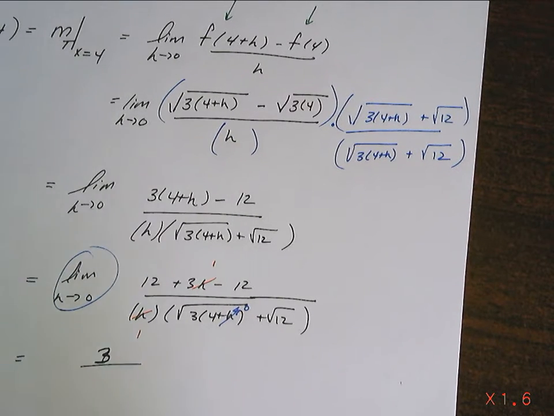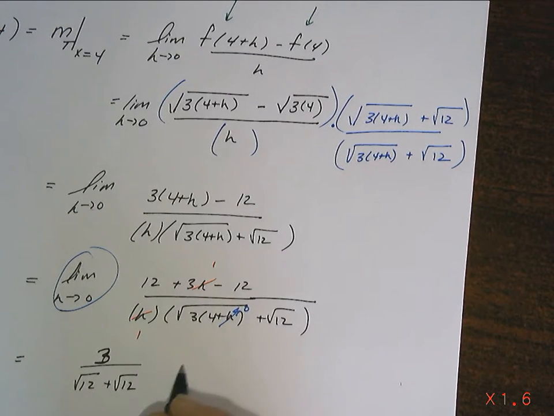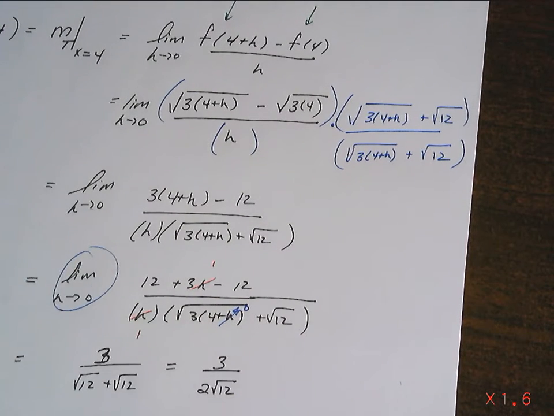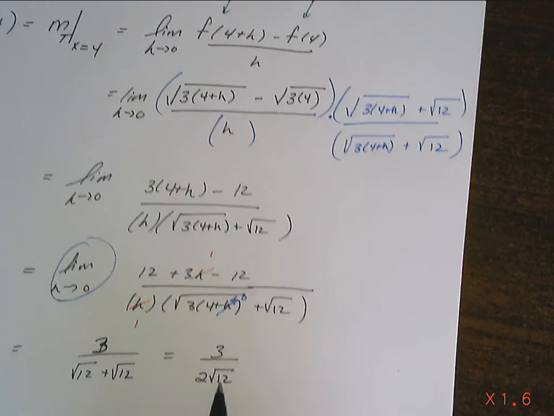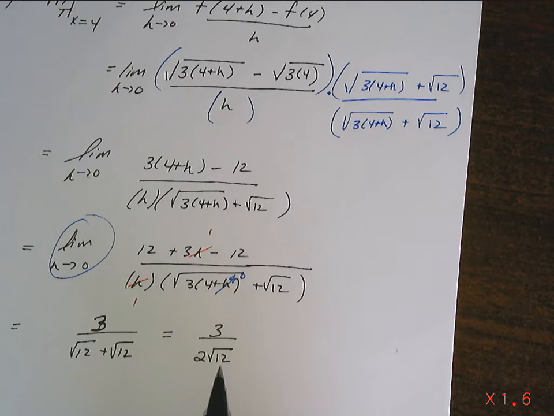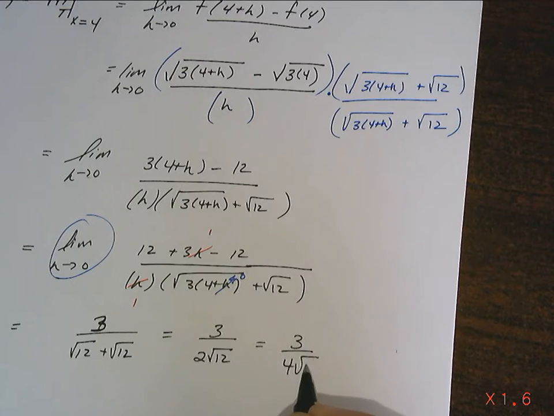So there's a 3 on top, over root 12 plus root 12, which is 3 over 2 root 12. I heard some people out there saying that it was root 12 squared. It isn't. They're being added. Now 12 is a perfect square times 3. So it's 4 times 3, right? So root 4 is 2, so the 2 comes out. So it's going to be 3 over 4 root 3.